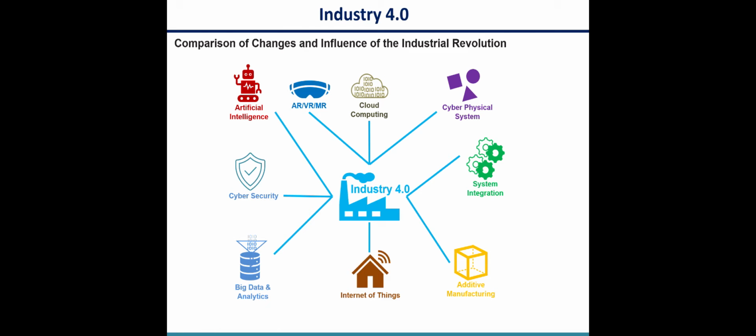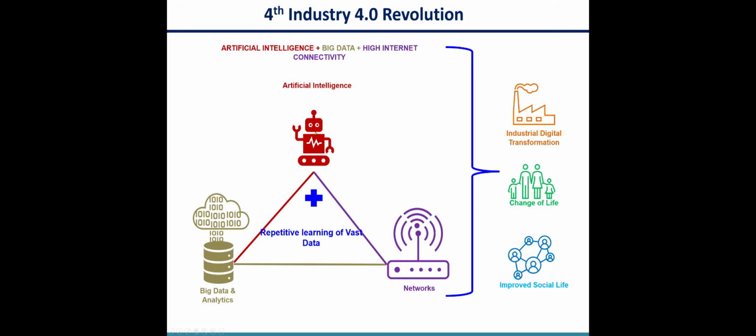Each technology has a huge scope for work and for study. Today we are focusing on artificial intelligence and how it helps revolutionize industry. Artificial intelligence plus big data plus high internet connectivity can change everything. It changed the digital transformation of industry, it changed life, and it improved our social life and all the things we are doing currently.